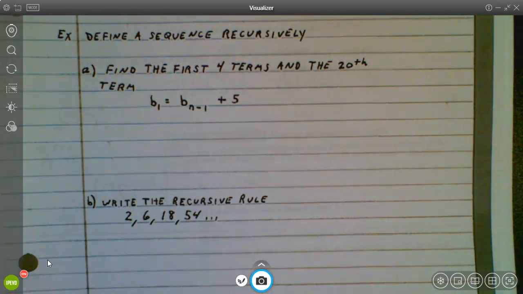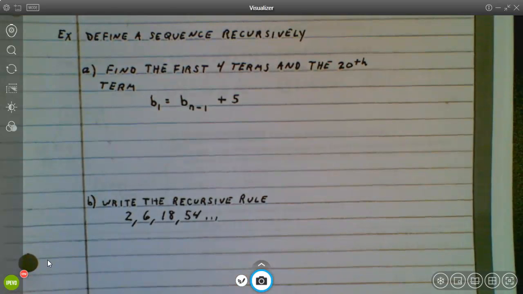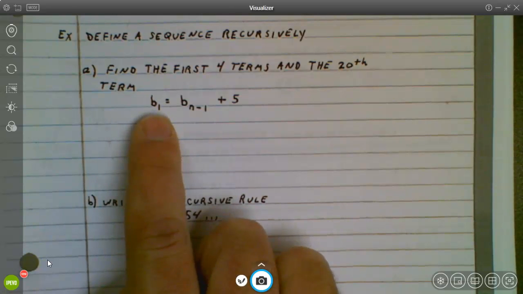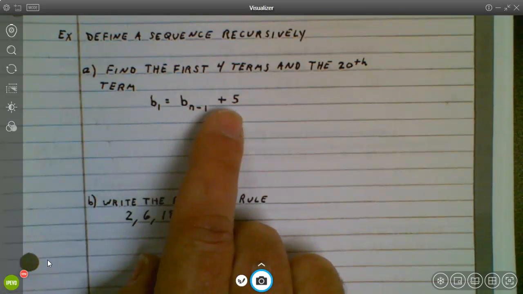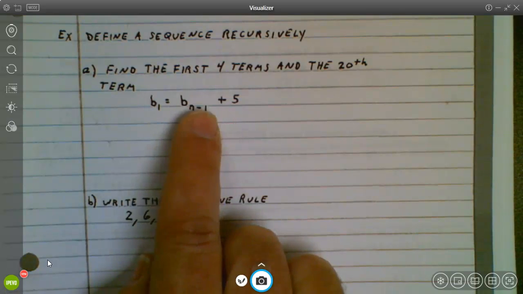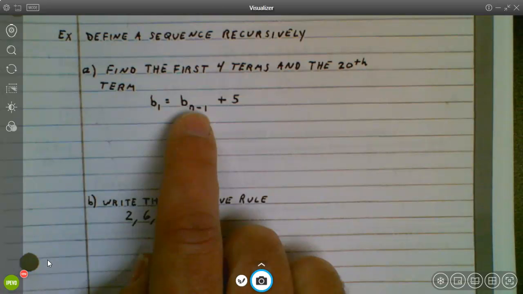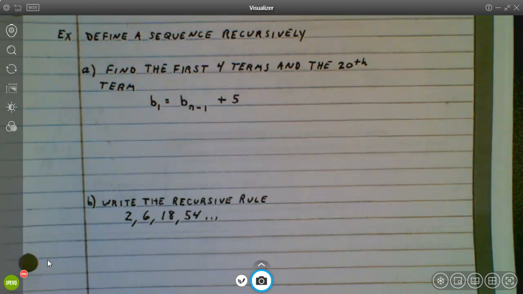Whenever you see something to the n minus 1, well, if this n represents a term number, if I subtract 1 from it, what would I have? The previous term, right? So when I look at this, what I'm saying is the first term, b sub 1, the first term is the previous term plus 5 more. So whenever I see a little b sub n minus 1, I always just read that as the previous term and then plus 5. So in order to do that, they have to tell me what the previous term was.